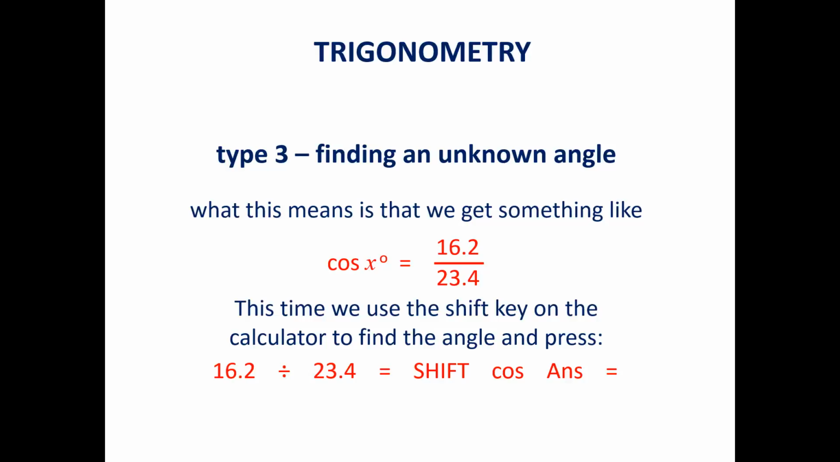There's a slightly easier way, I think, and this is the way we'll do it in the video, and that's do shift cos, then open a bracket, do the calculation, close the bracket and press equals. Either way is fine, it's just personal preference. I prefer the second way, but you go with whichever way you prefer.